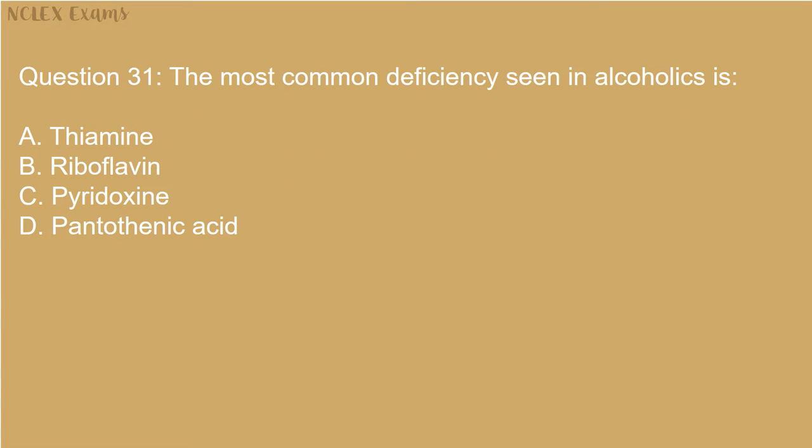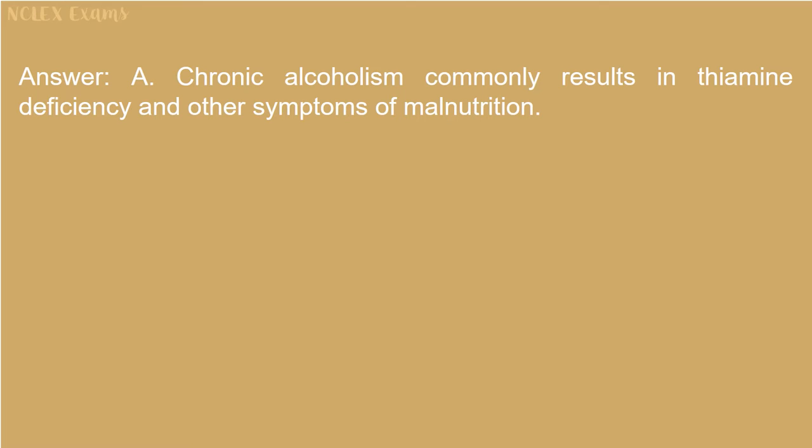Question 31. The most common deficiency seen in alcoholics is A. Thiamine. B. Riboflavin. C. Pyridoxine. D. Pantothenic acid. Answer A. Chronic alcoholism commonly results in thiamine deficiency and other symptoms of malnutrition.